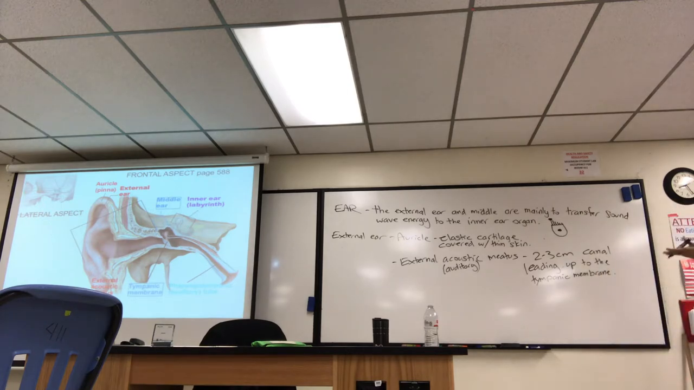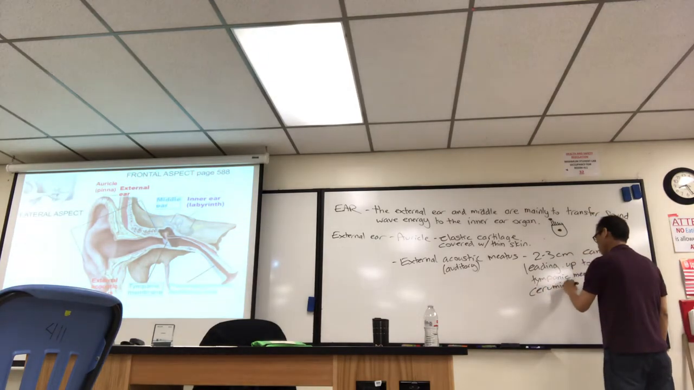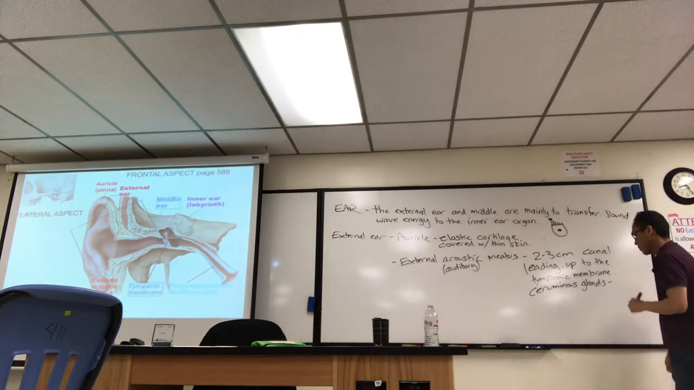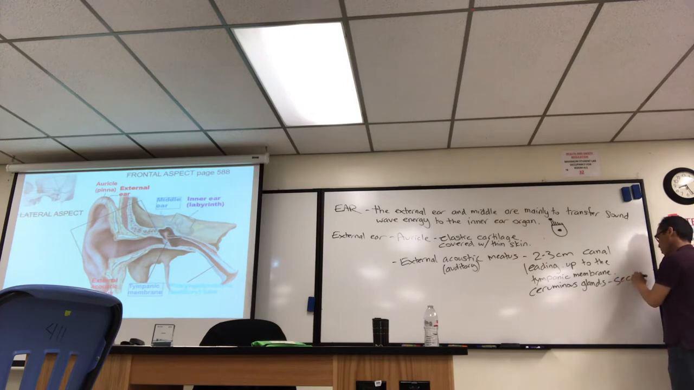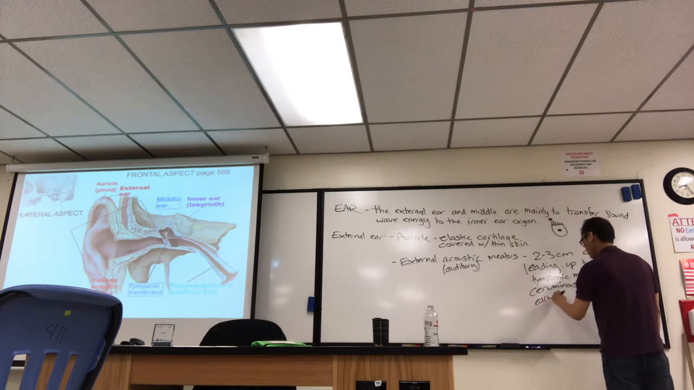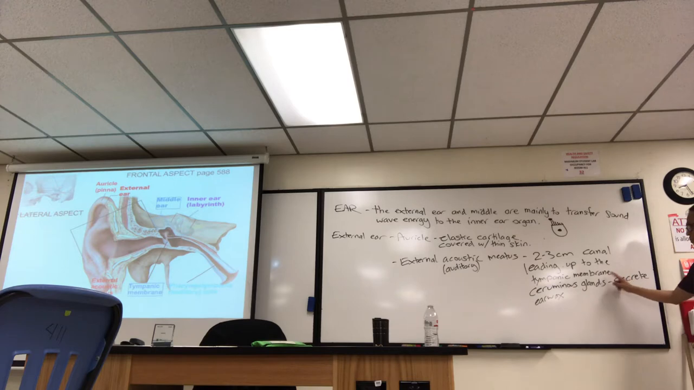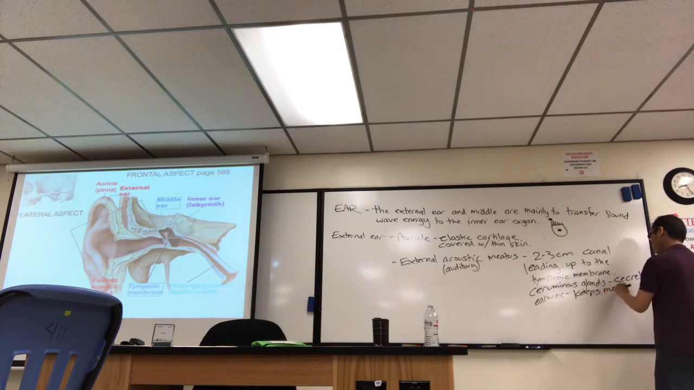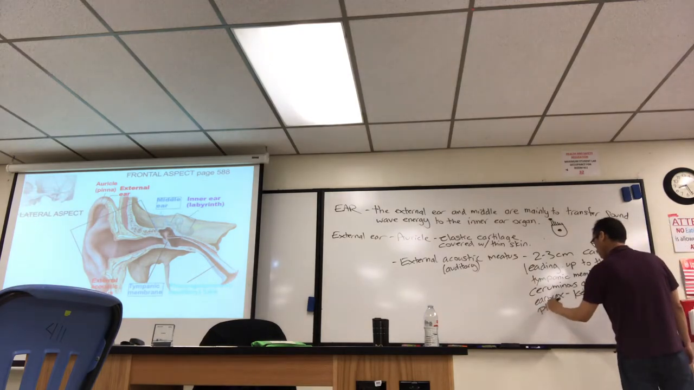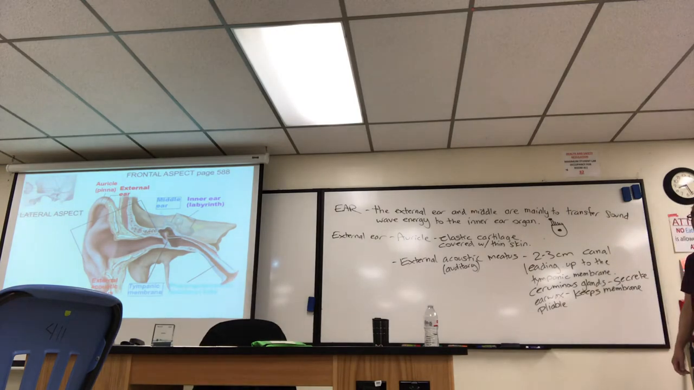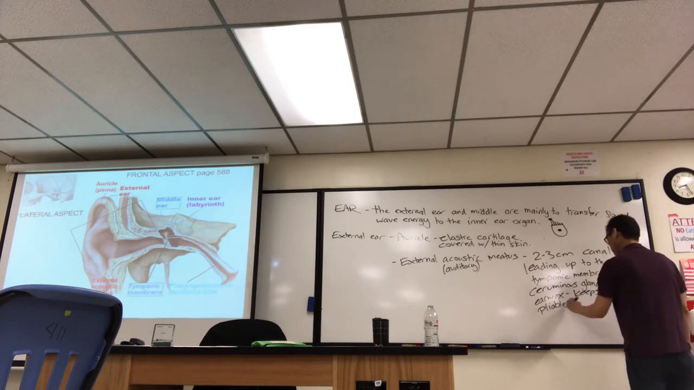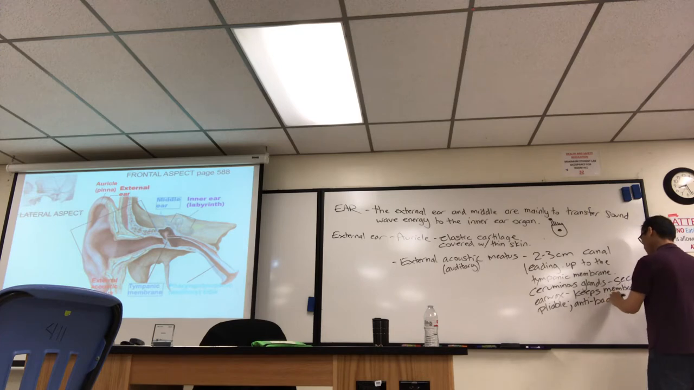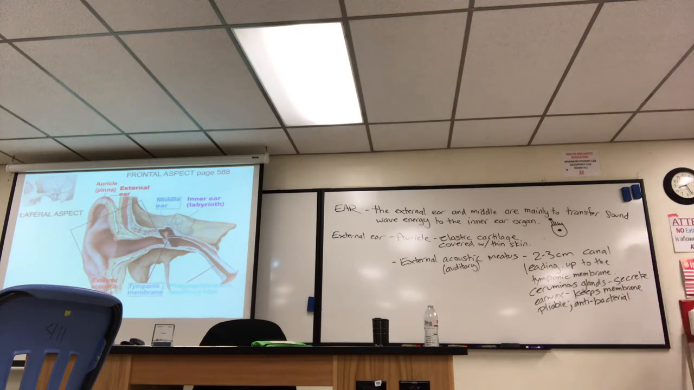There is skin and cartilage in the outer third. You have ceruminous glands in there, and that secretion is the earwax in our ears. The earwax helps keep the tympanic membrane pliable, keeps it from drying out. It's antimicrobial, antibacterial. It also helps trap debris and keep stuff out of your ear canal. Maybe bugs crawling in there.